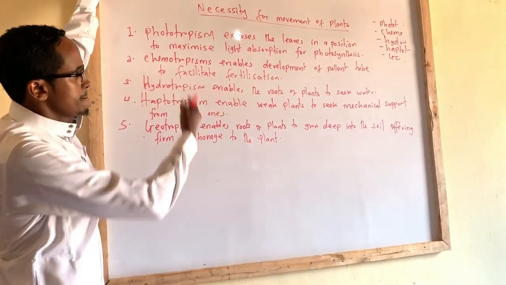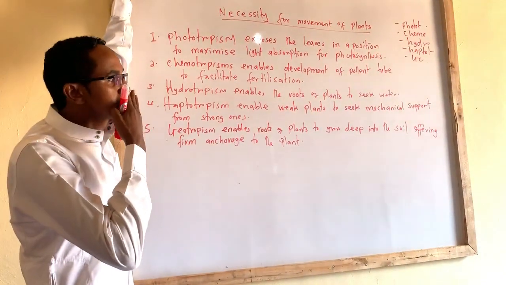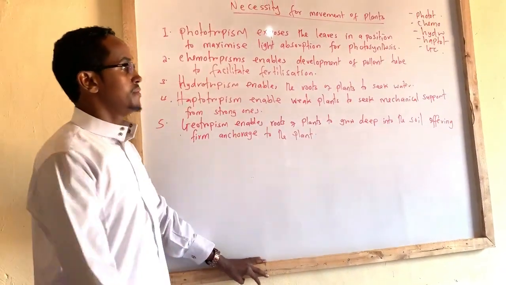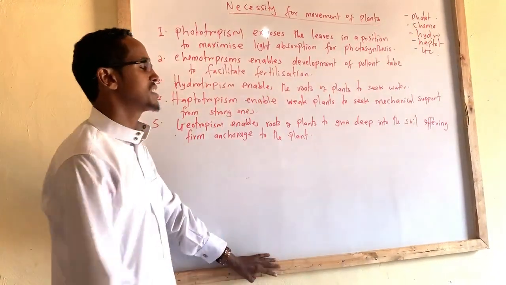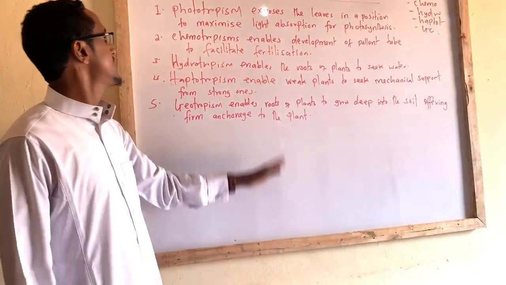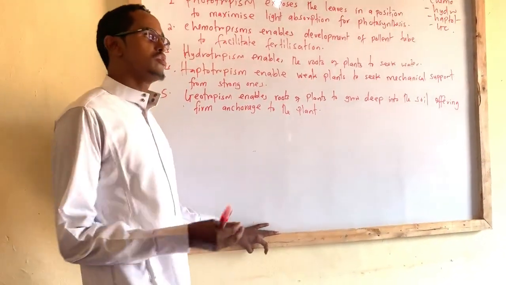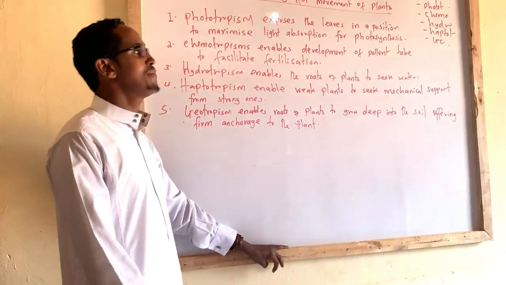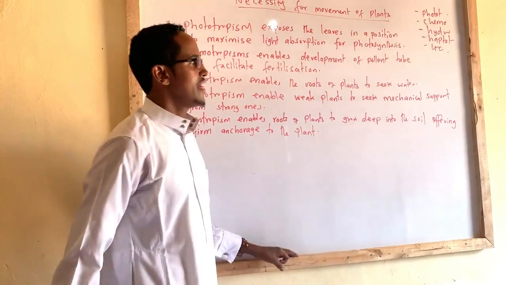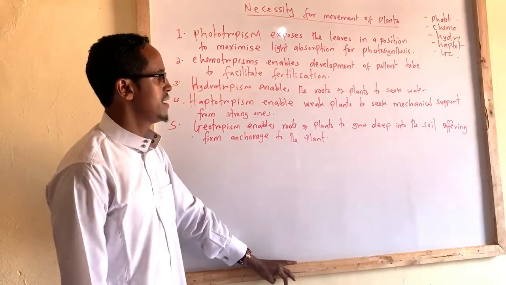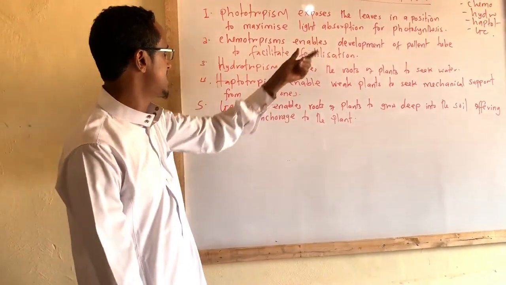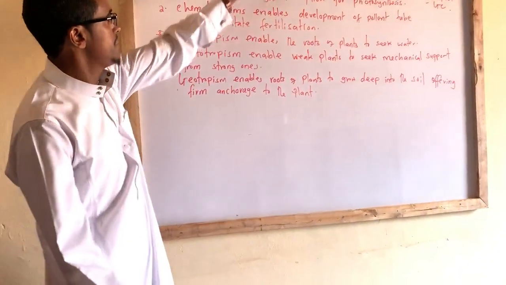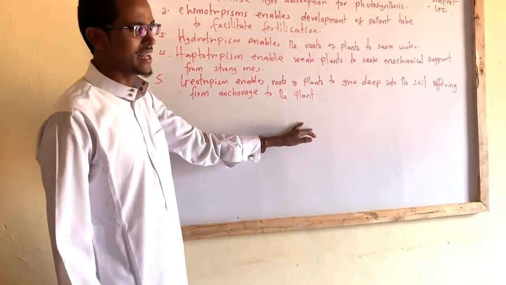Phototropism exposes the shoot of a plant to the light in order to maximize light absorption, to enhance photosynthesis. Chemotropism makes possible the growth and development, the germination, of the pollen tube toward the embryo sac, enabling the generative nucleus to meet the female gamete in the embryo sac, enabling fertilization. Hydrotropism, something like that. This is basically the necessity for movement of plants.